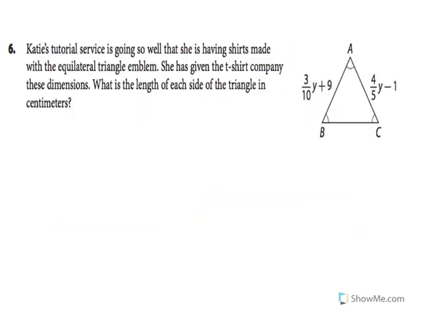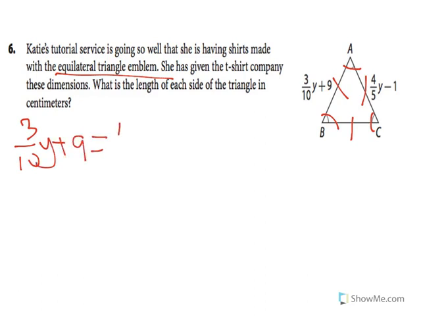For number 6, Katie's tutorial service is going so well that she is having t-shirts made with the equilateral triangle emblem. So then it's back to equilateral. She has given the t-shirt company 3 dimensions. What is the length of each side of the triangle in centimeters? Right, so all 3 angles are congruent, which means that all 3 sides are congruent. So we can say that this is 3/10 y plus 9 equal to 4/5 y minus 1.